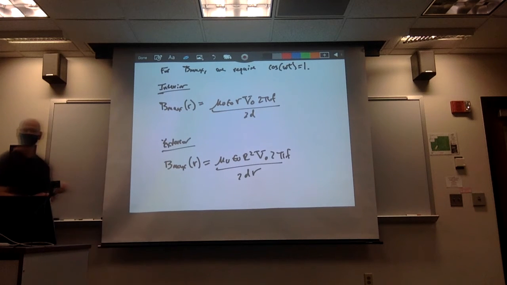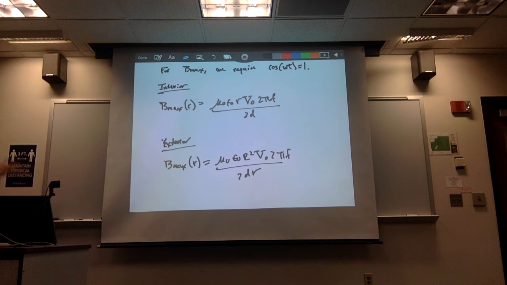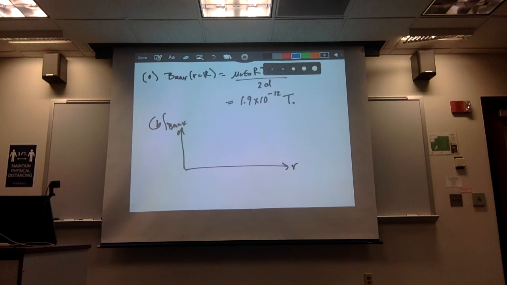What kind of dependence is that? Linear, right? So on the interior, this thing is simply growing as a function of r. It means on the interior, it's doing this. In this case, I'm going to get to this point, which is r equal to capital R, at which point I'm going to be equal to B max at capital R. So this is where I reach my 1.9 times 10 to the minus 12 teslas.